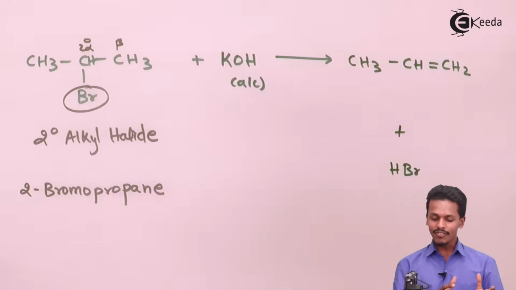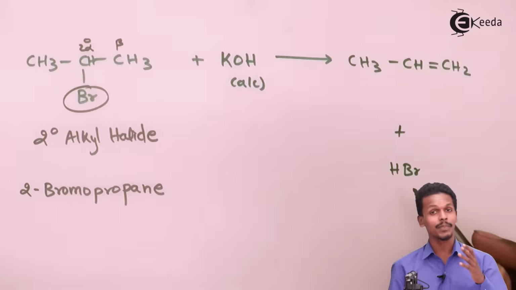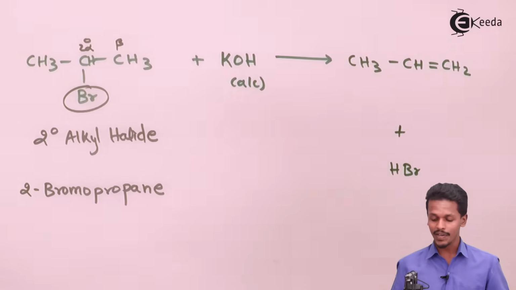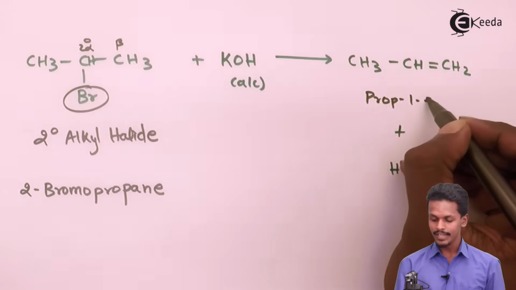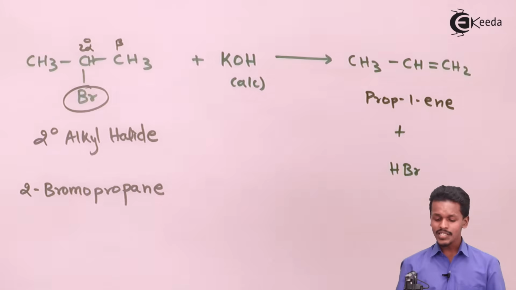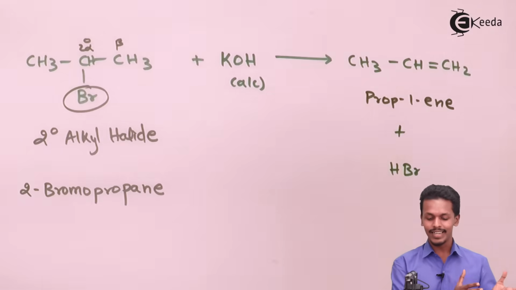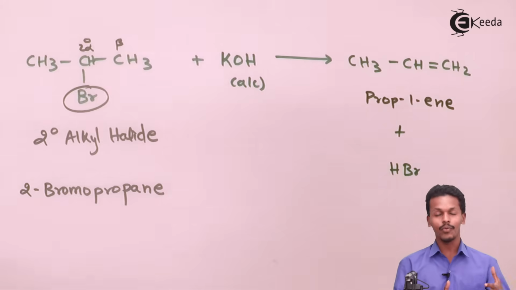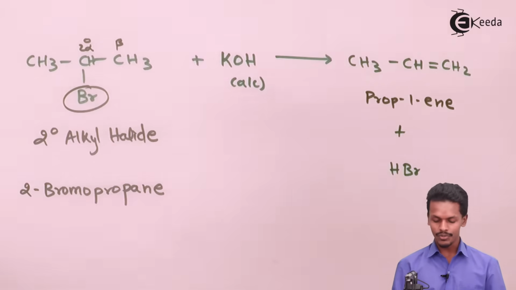So in this case, I have converted a secondary alkyl halide into an alkene, and the name of the alkene, in IUPAC nomenclature, will be called prop-1-ene. So this is how we have converted a secondary alkyl halide into an alkene. Similarly, we could also do it for the tertiary one, and so let me give an example of that also.